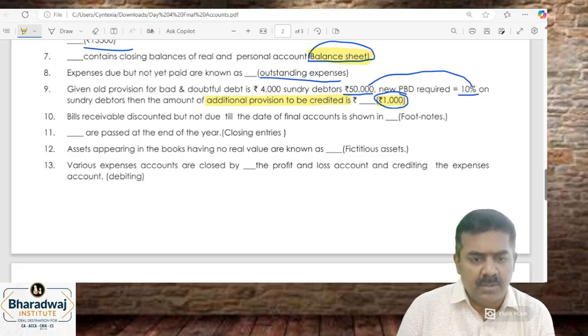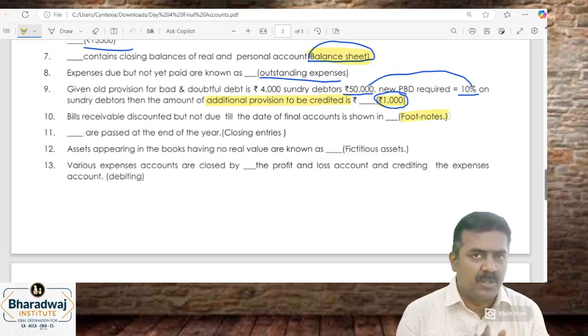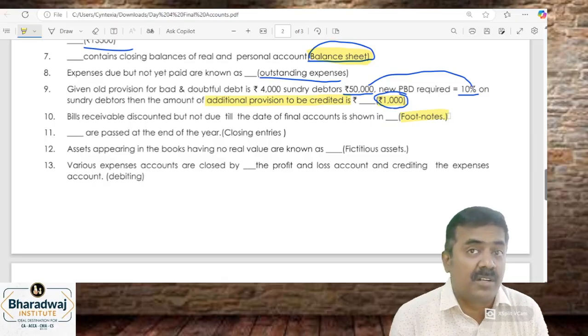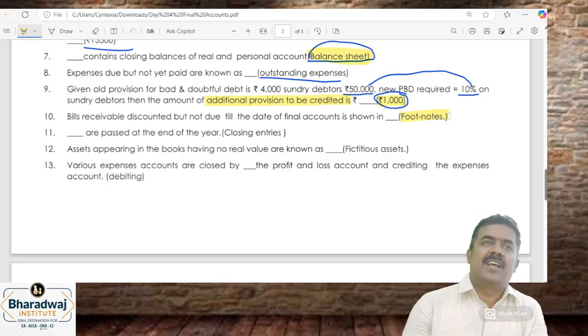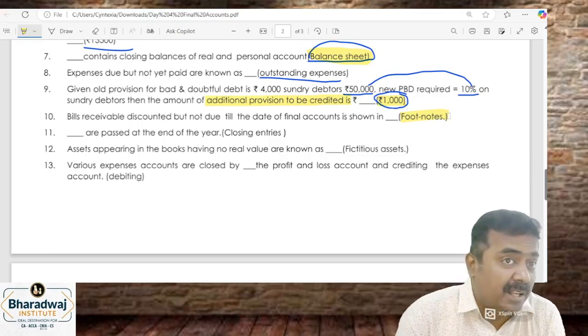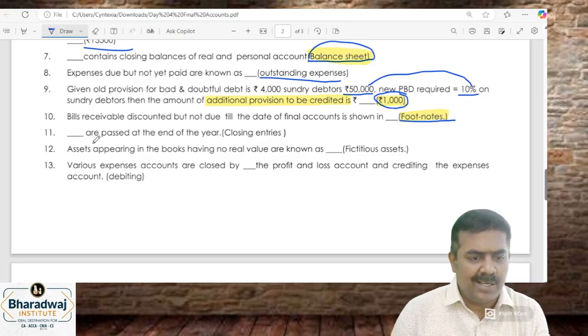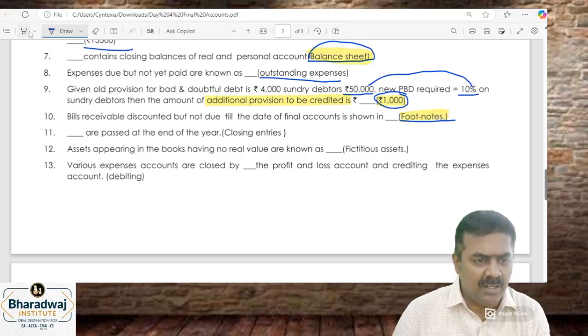Bills receivable discounted but not due will be shown in notes to accounts. What do you mean by bills receivable discounted? I have bills receivable that are discounted with the bank. It is called a contingent liability. If the acceptor is not paying, we have to pay. So that will be shown in notes to accounts. Closing entries are passed at the end of the year.